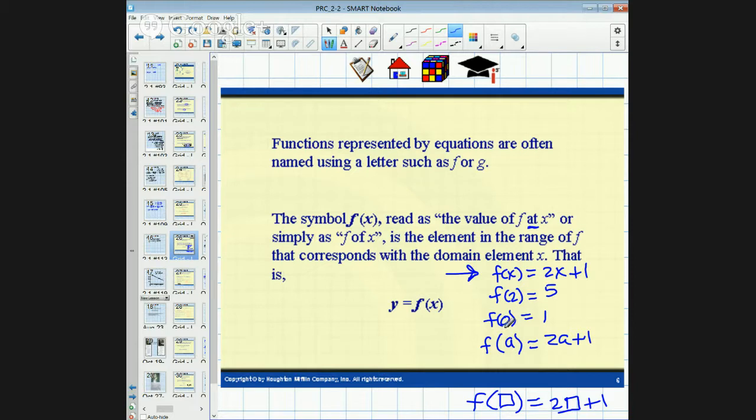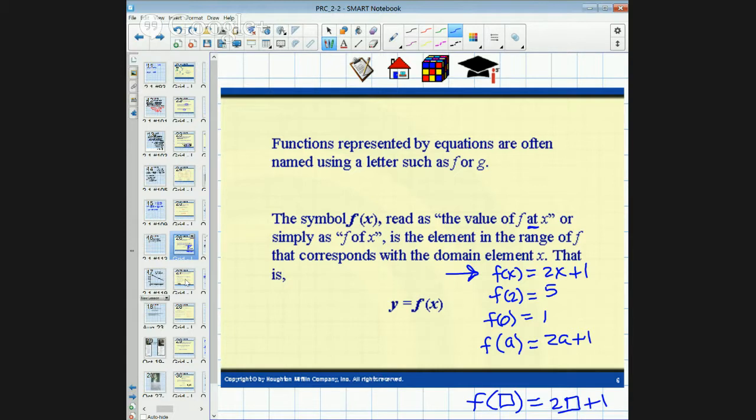Okay, how about when you plug in a 0? Well, double a 0 and you get 0, add 1, 1. How about when you plug in an A? Double the A and add 1. How about when you plug in a box? Double the box, 2 box plus 1. Now how about if you plug in a pickle? Double the pickle and add 1. Now I'm being a little ridiculous, but I'm trying to show you that you literally take whatever is given and substitute it in place of the x and just carry out the operation. Okay.